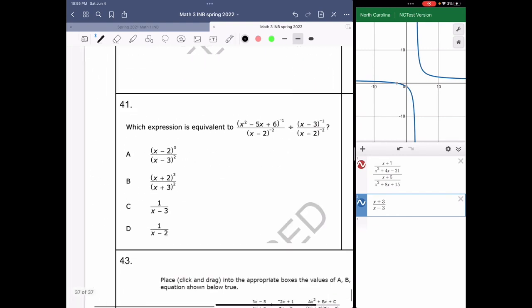All right, so for number 41, again, you're going to put that in Desmos and match the graph. The only thing I will say is be careful. If you look, these have negative exponents. That's okay. You just plug them in the same way you would any other exponent. And your correct answer would have been D.